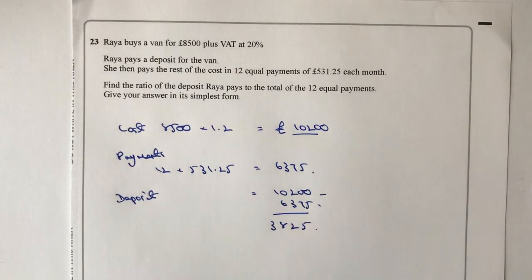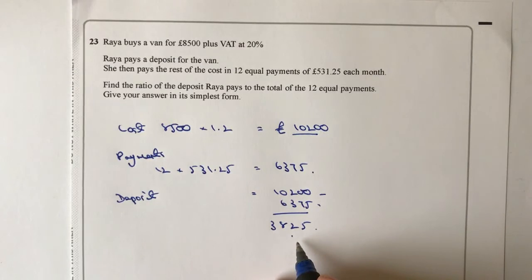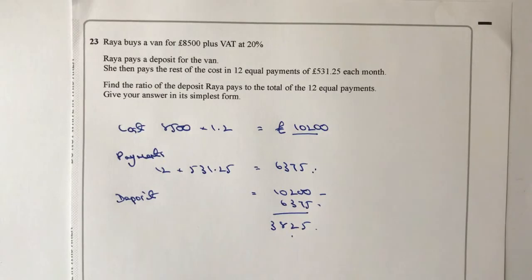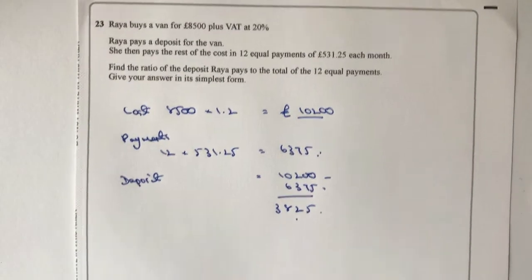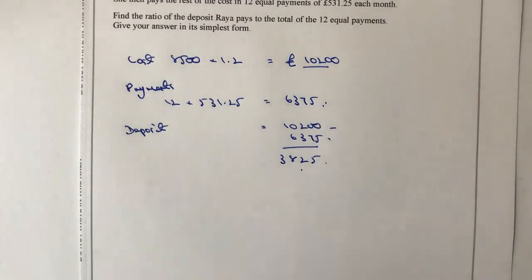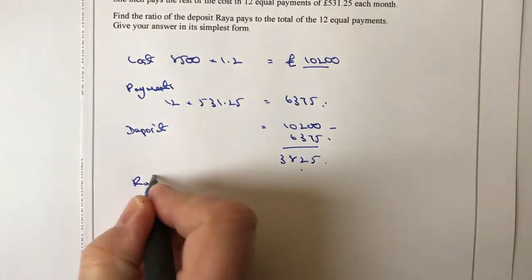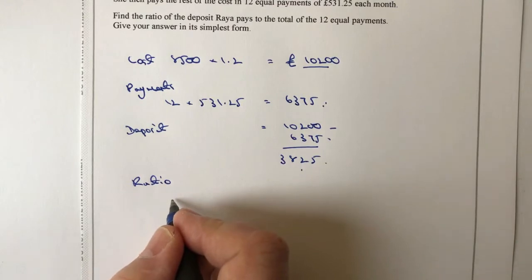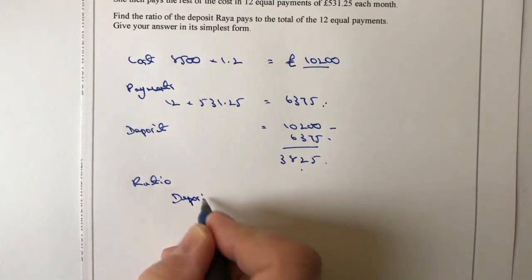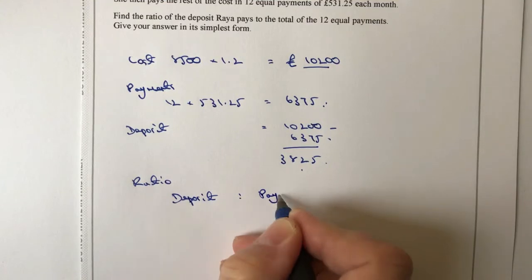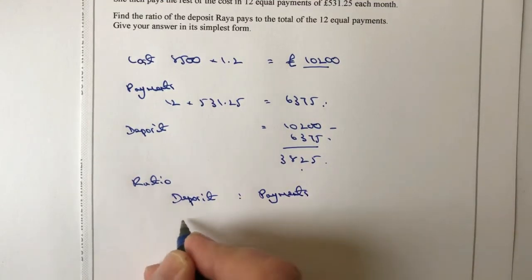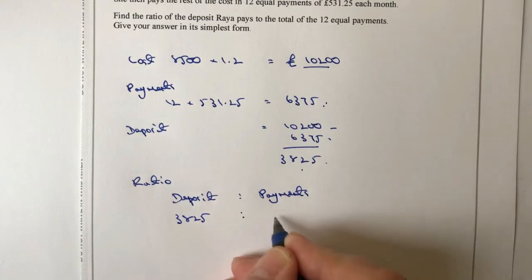What we've worked out is the total cost, the payments and the deposit. The question is asking us to find the ratio of the deposit Rhea pays to the total of the 12 equal payments, which is this one here. At the moment, they're quite big numbers. We've got a ratio, and we would write that as deposit to payments. The deposit is 3825 and then 6375.